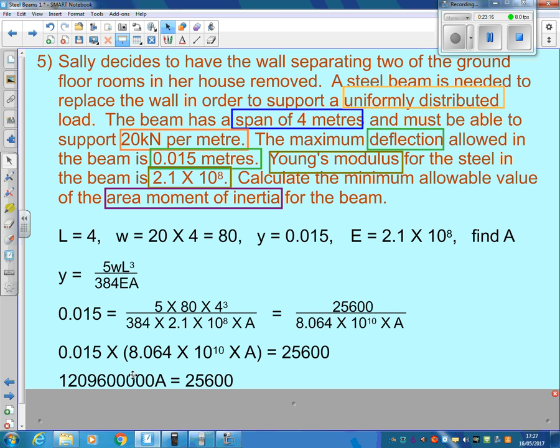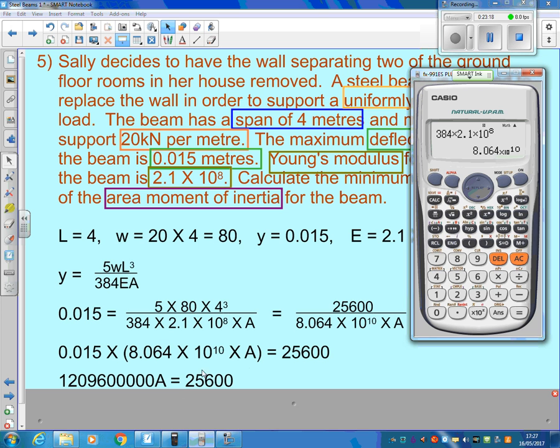If I take my 8.064 times 10 to the 10, do you see I've already got it there? And I multiply it by 0.015, do you see then it's coming to 12096 and then 5 zeros A. So I'm just copying it down same as it is on the calculator. And that equals 25600. So the final bit is A is this divided by this.